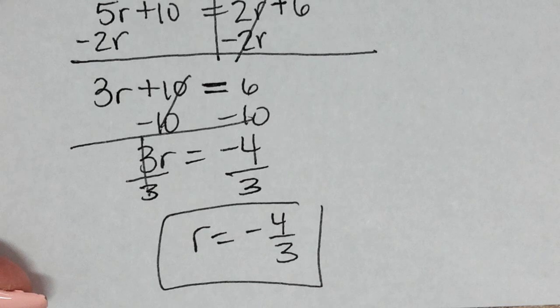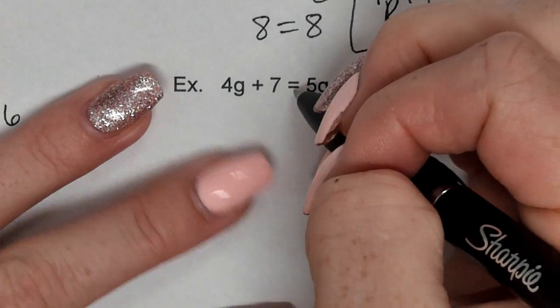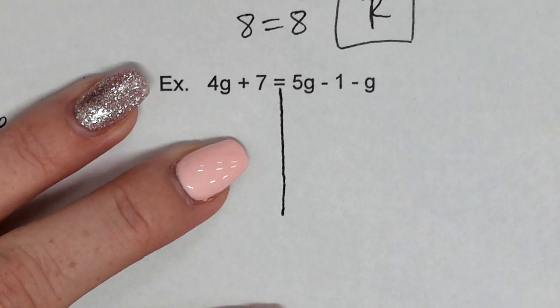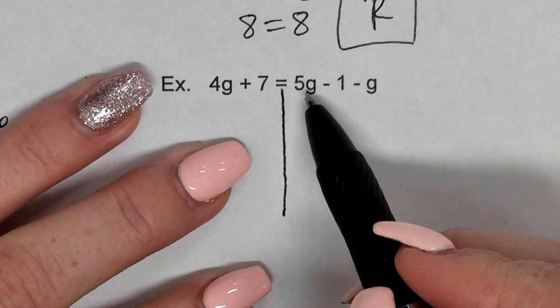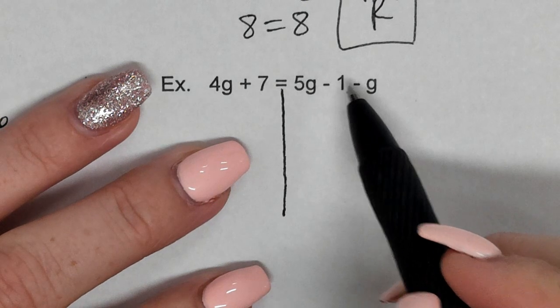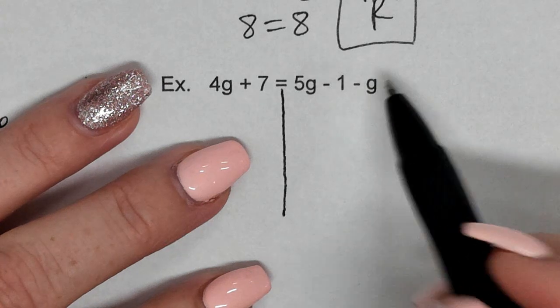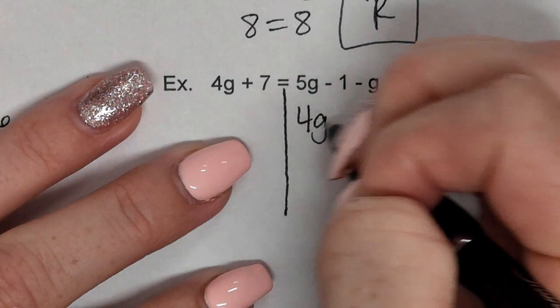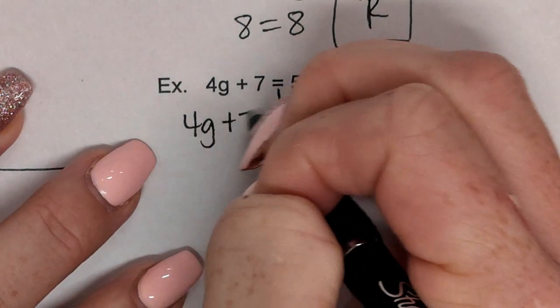Yes? Okay, let's look at the next one. Are there parentheses? Nope. Are there like terms? Yes. Can I combine 5g minus g? What is 5g minus 1g? So I have 4g minus 1 equals 4g plus 7.